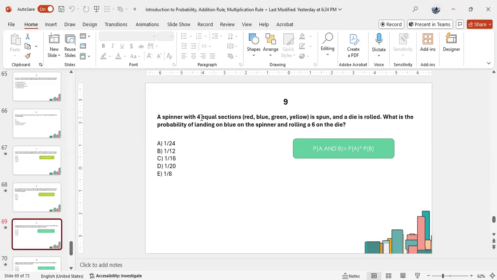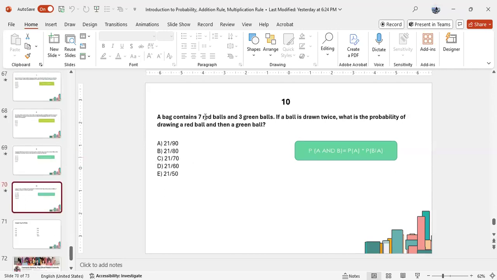Why? Because in a spinner we have 4 equal sections. Probability of having blue on a spinner would be 1 by 4. And on a die we have 6 sides. So probability of getting 6 on a die would be 1 by 6. 1 by 4 multiplied by 1 by 6 equals 1 by 24.